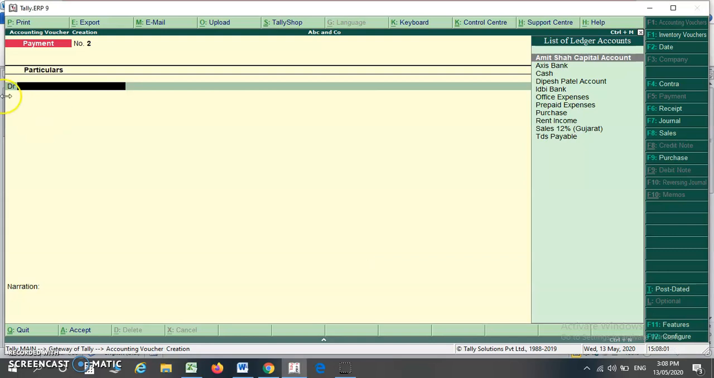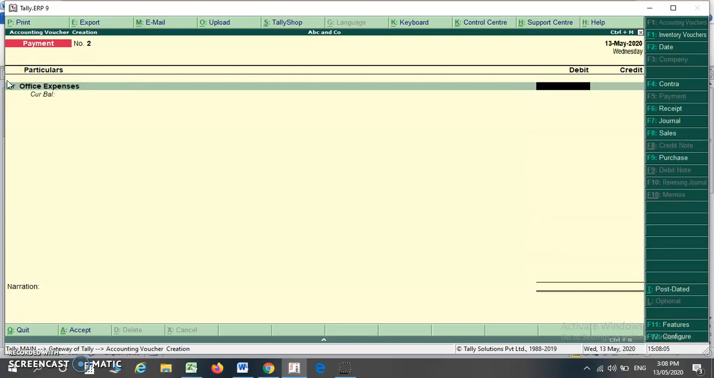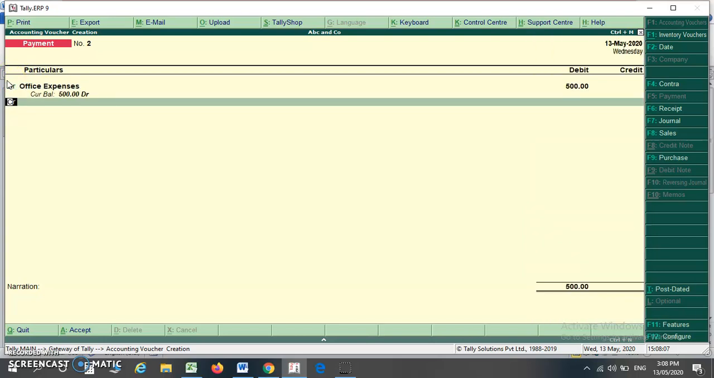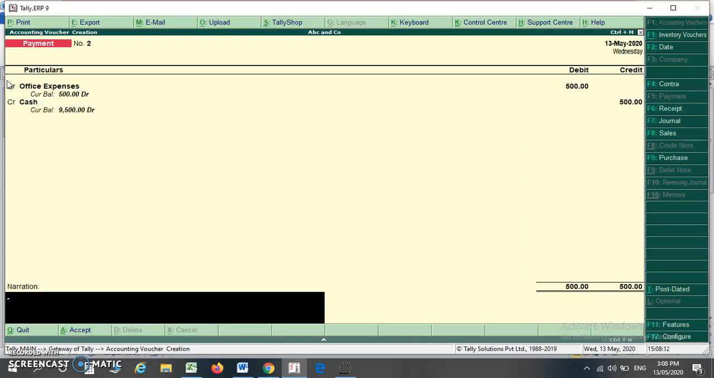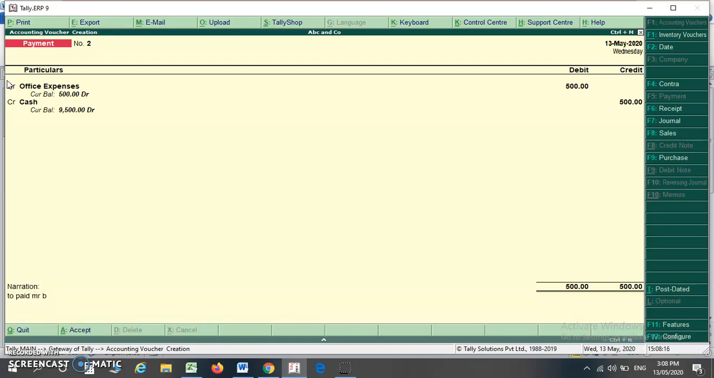So here there is an option for debiting the account. So the office expense account is debited for rupees 500 and what is going to be credited? Cash account. Here you can write the narration, paid to Mr. B. So in this way you can make an entry for a contra transaction, receipt voucher or a payment voucher.